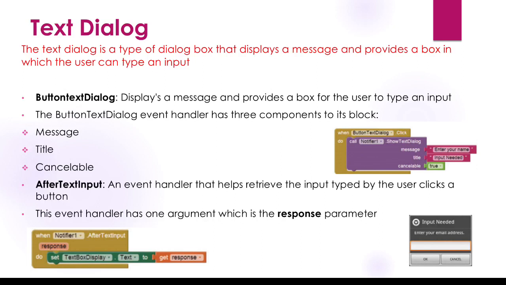This event holds one argument, which is the response parameter. This parameter helps retrieve the user's entered input and displays it on the screen as an output text. And just note that if the user clicks the cancel button, then the response parameter will only display the text cancel since the user didn't input anything.